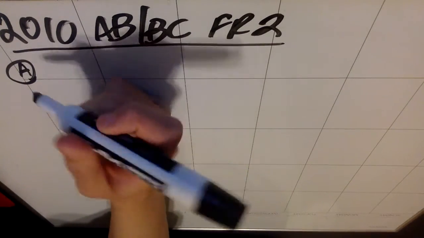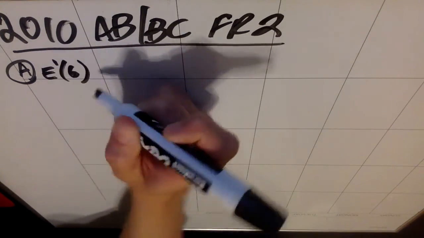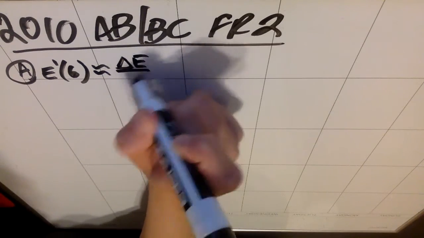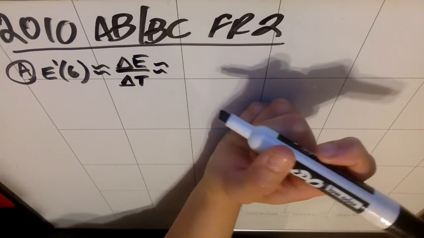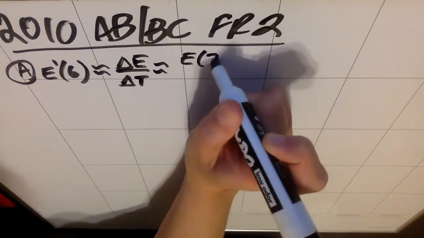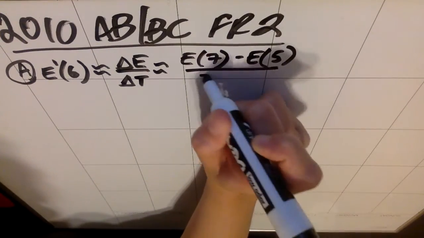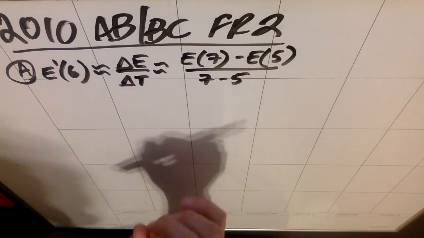So we're essentially being asked to approximate E prime of 6, right? The rate of change at 6. So that's really the change in E over the change in time, right? For lack of a better way to think about it. And since I want 6, I'm going to use 5 and 7. So I want E of 7, which is given in the table, minus E of 5, which is also given in the table, over 7 minus 5. And this is work that you want to show in order to get your credit.